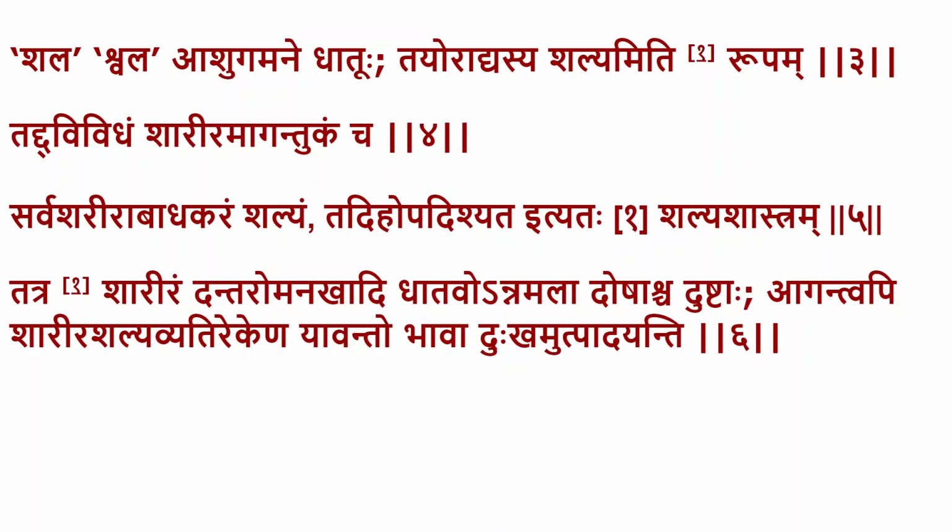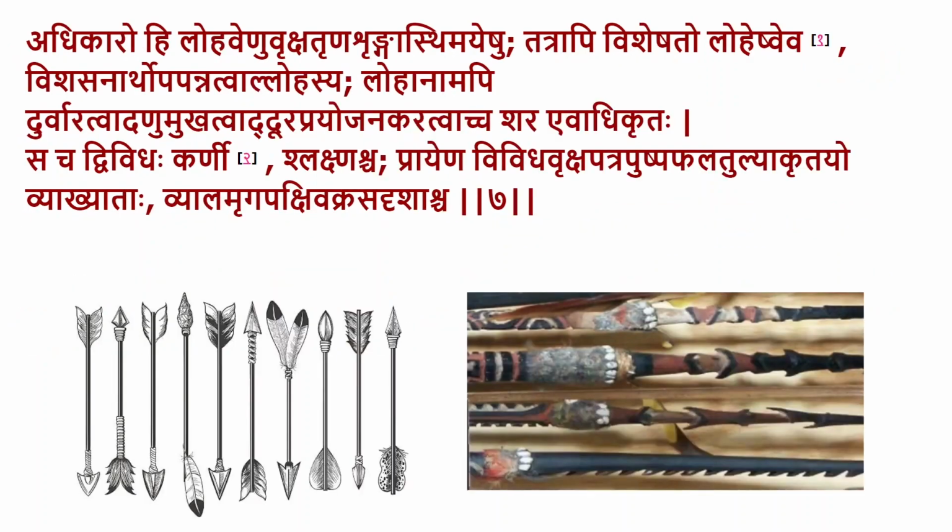Tatra Shariram Dantaromanakhadi Dhatavo Annamalaha Doshashcha Dushtaha, Agantwapi Sharira Shalya Vyatirekena Yavanto Bhavaha Dukham Utpadayanti. The endogenous examples are Dantaromanakhadi, teeth, hairs or nails, etc., or Dhatavo Annamalaha, the vitiated doshas or dhatus, as well as the mala portions, any of the endogenous components. Agantwapi, the exogenous are anything beyond these, the shalyas which can produce suffering.